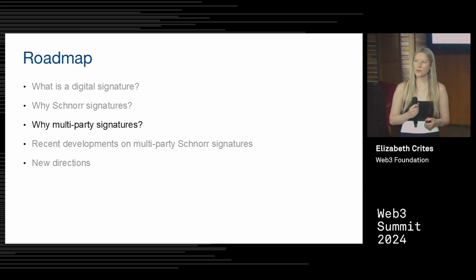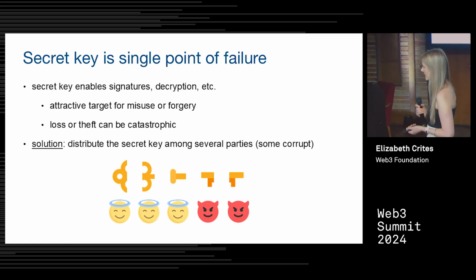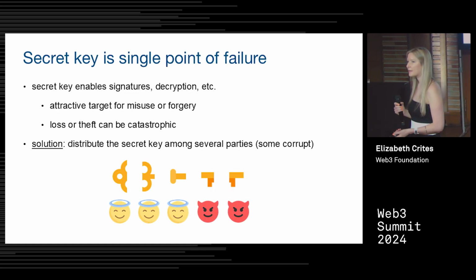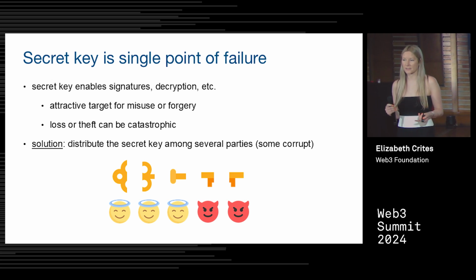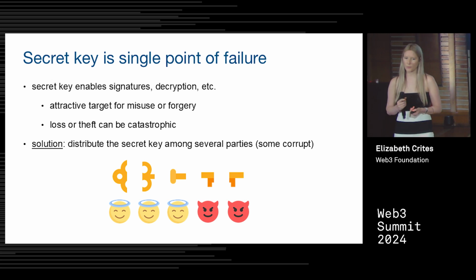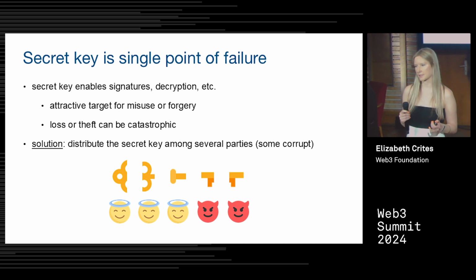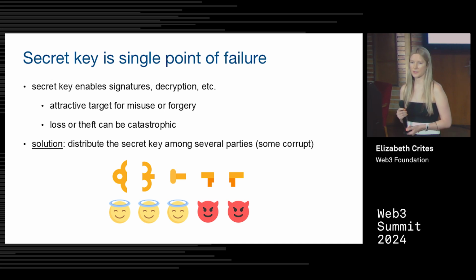Okay, so why do we care about multi-party Schnorr signatures in particular? As I pointed out in the beginning, a cryptographic secret key is a single point of attack and failure. And if it's used for decrypting, signing, etc., the loss or theft of it can have catastrophic consequences. So one idea is to take the secret key and to distribute it amongst a set of parties, where some of these parties may be corrupt.